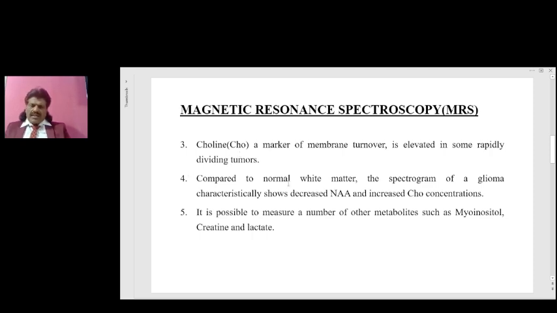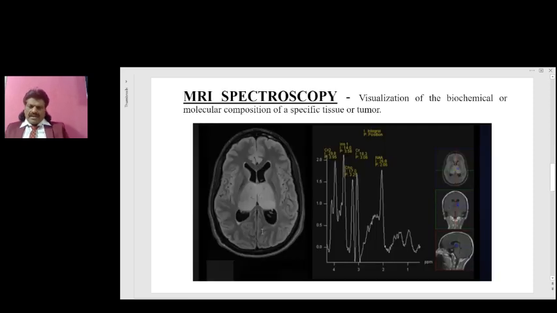Compared to the normal white matter, the spectrogram of a glioma characteristically shows decreased NAA and increased choline concentrations. So in glioma, when we do MRS, there is decreased NAA and increased choline. It is also possible to measure a number of other metabolites such as myoinositol, creatine and lactate.